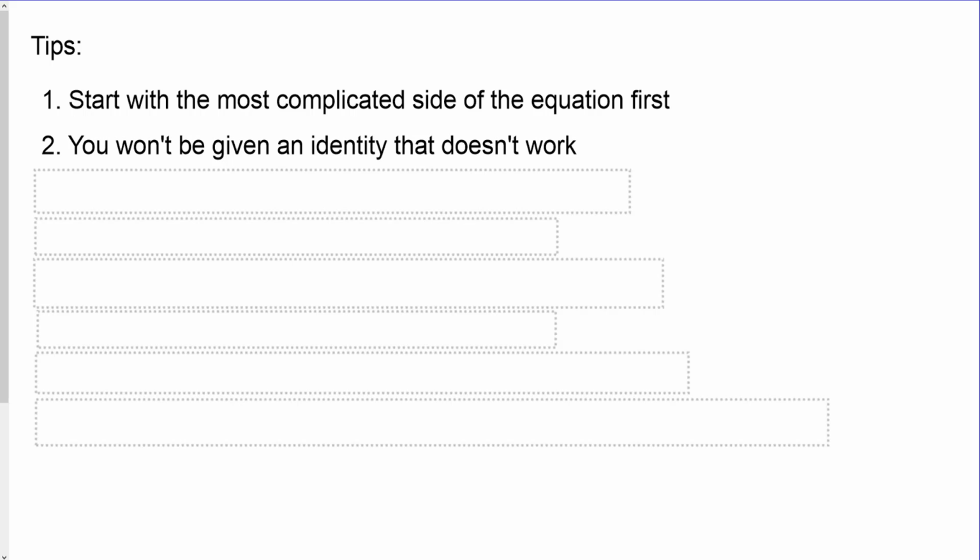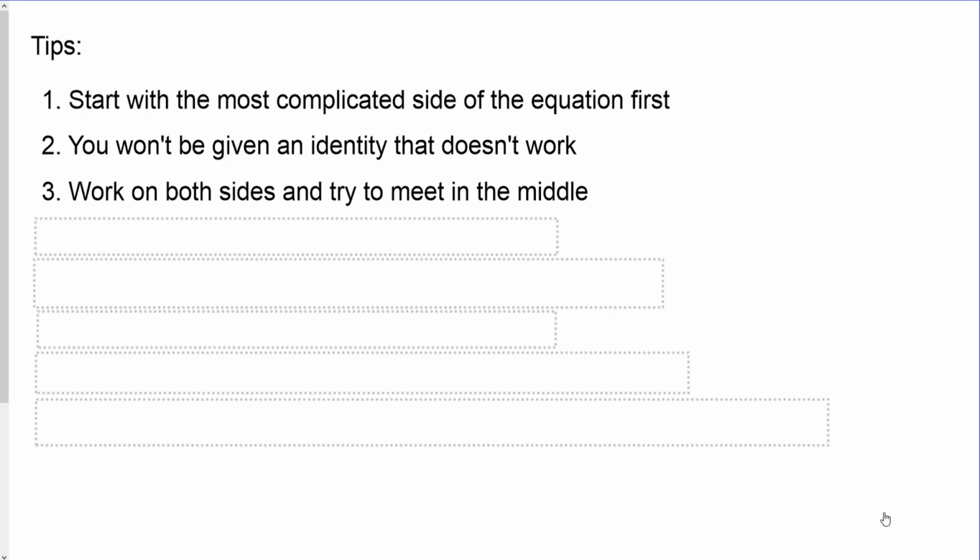Secondly, you're not going to be given an identity that doesn't work. So there's always going to be a way to get from the right-hand side of the equation to the left-hand side, or vice versa. It's just a matter of using the correct identities and algebra to get there, but it will always work. You can also work on both sides and try to meet in the middle. This is especially helpful if both sides of the equation are equally complex. If you have things that you can cancel out on the left-hand side and things that will cancel on the right-hand side, you can meet in the middle. That's a perfectly fine strategy as well.